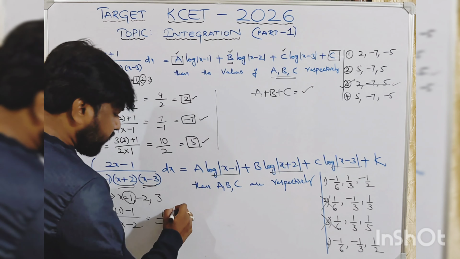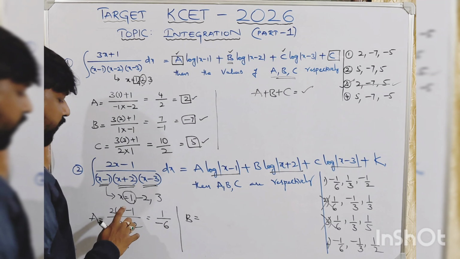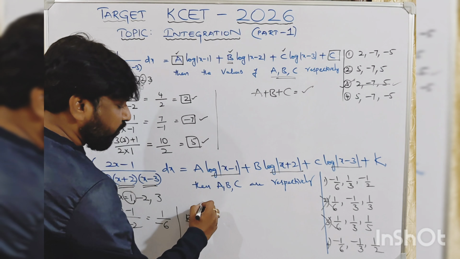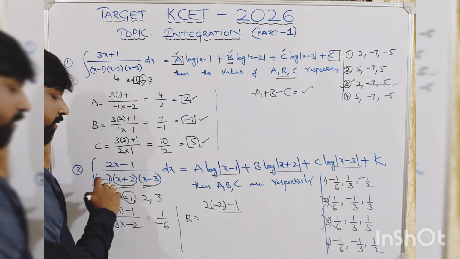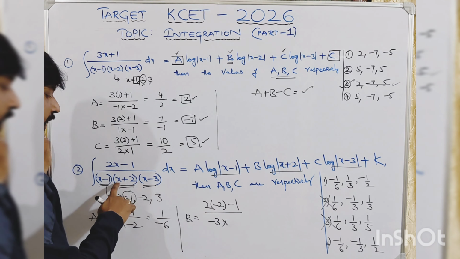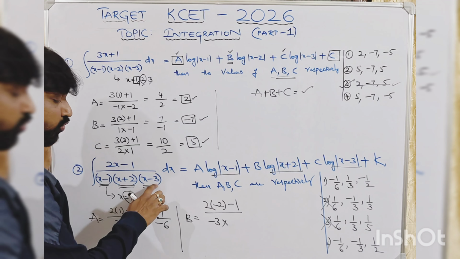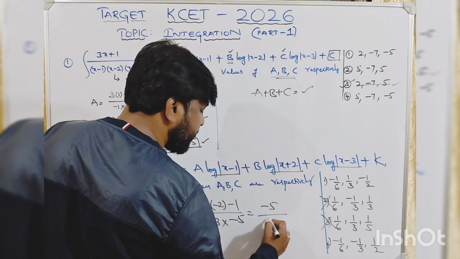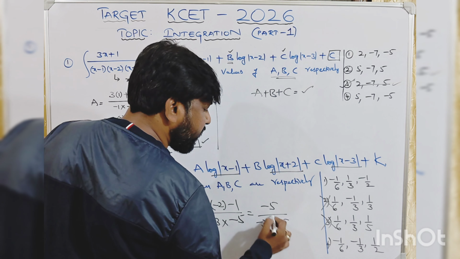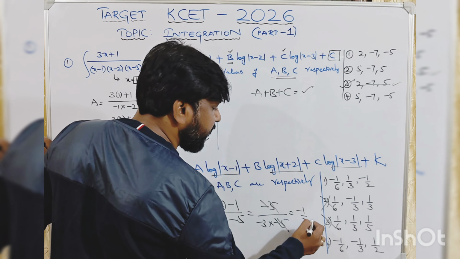Let us move to find out the value of b. b is equal to, so what you are going to do? Minus 2 you are going to substitute, the second value. Where x is there, substitute minus 2: 2 into minus 2, minus 1, by minus 2 minus 1 gives minus 3, into minus 2 plus 2, 0, that's what, don't substitute, minus 2 minus 3 gives minus 5. So minus 4, minus 1, minus 5, by minus 3 into minus 5, of course minus 5 gets cancelled, you are getting minus 1 by 3.